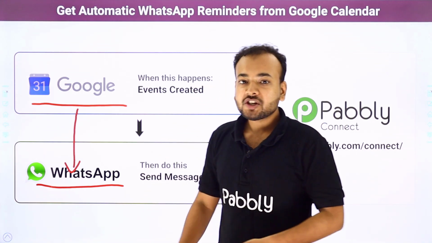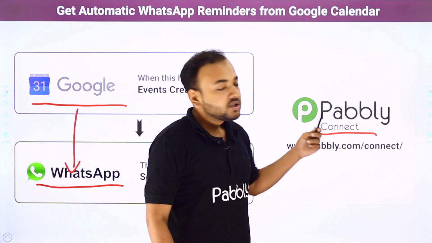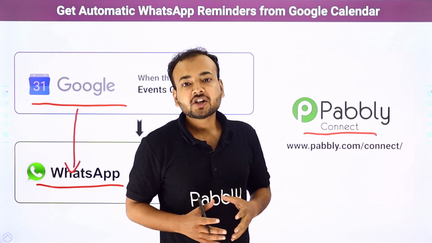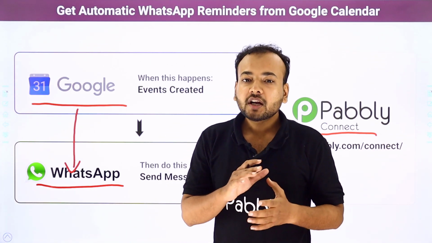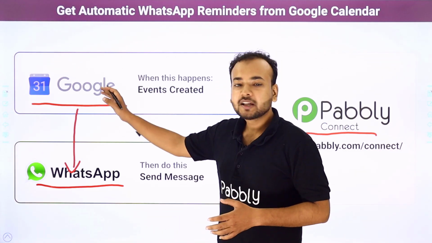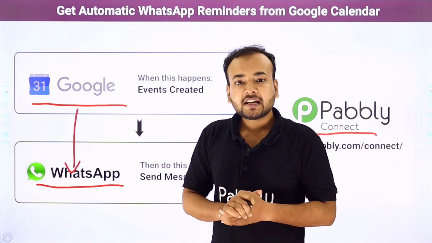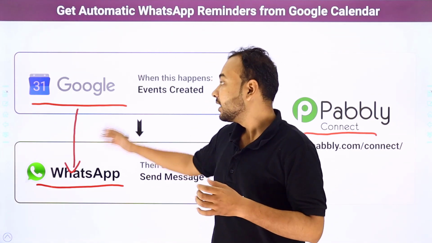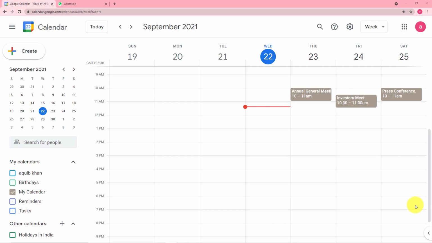So to make this connection, I am using a software called Pabbly Connect. Pabbly Connect is an integration and automation software, and the best part of it is that you will not require any coding skills or programming knowledge to make this connection between Google Calendar and WhatsApp. So now let me give you a demo on my screen of how this connection between Google Calendar and WhatsApp is going to work in real time.